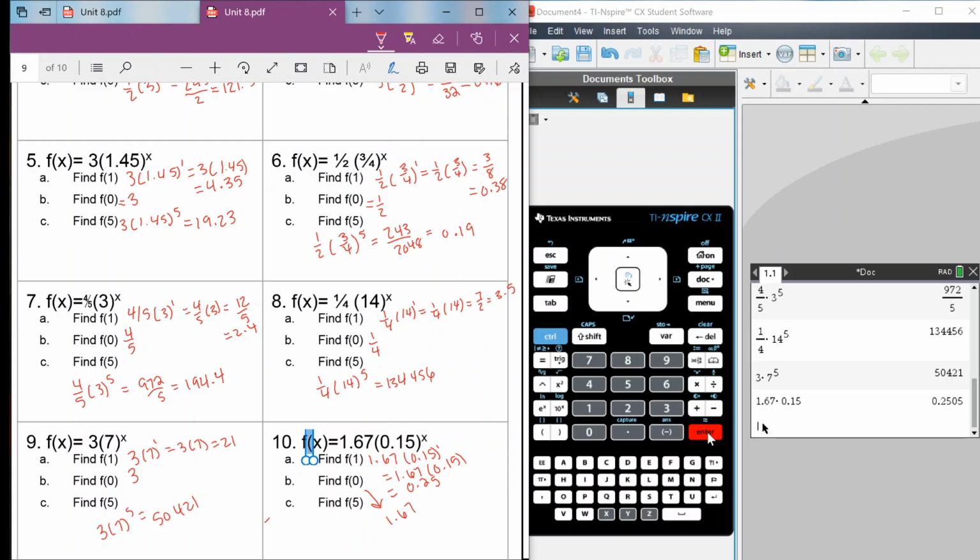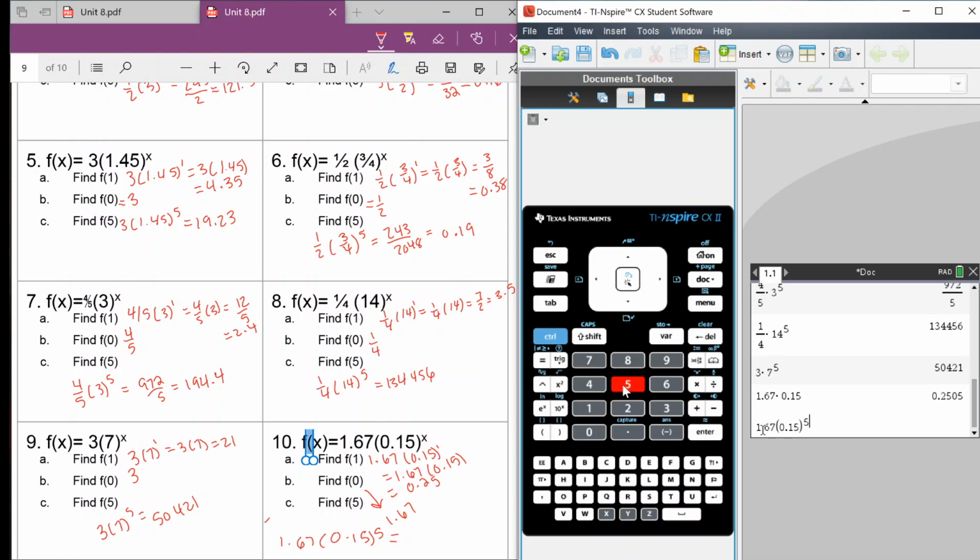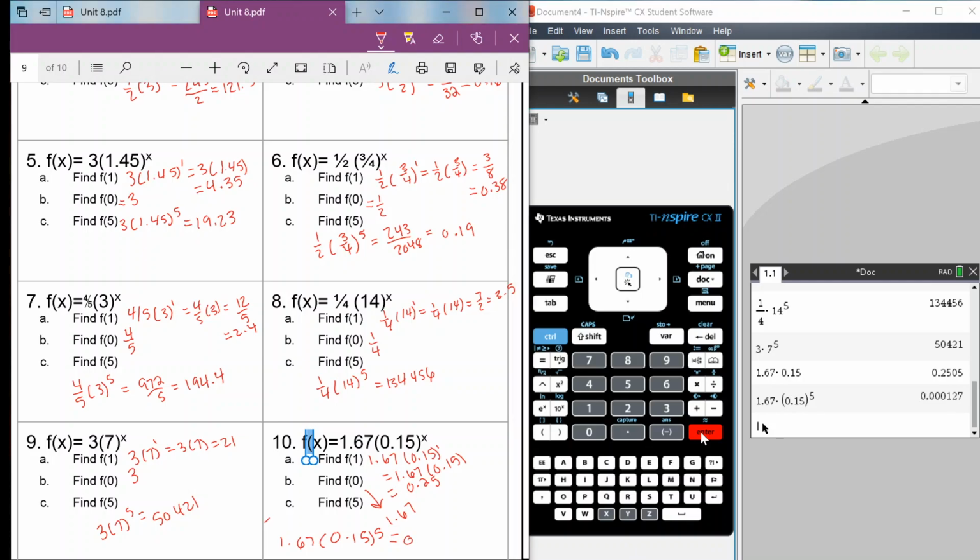And then lastly, we're going to plug in 5. So 1.67, 0.15 to the 5th power. So 1.67, parentheses 0.15, caret key 5. We get, we're going to do a couple decimal places here, 0.000127. Okay, that's your answer.